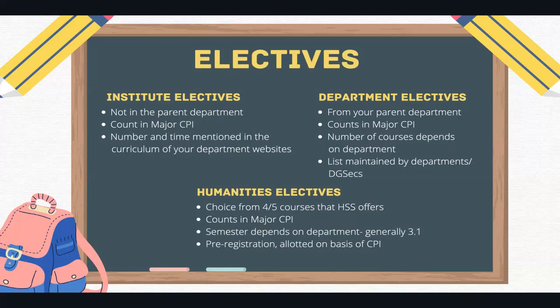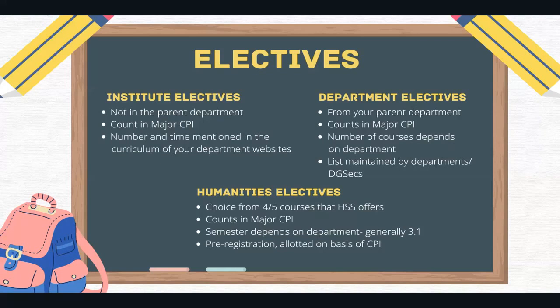Now, the institute electives are not in your parent department and they count in your major CPI. The number and timing of the institute electives that you have to do is mentioned in the curriculum on your department websites. The websites mention specific semesters in which you have to do the institute electives, but it is not necessary for you to do them in the same semester itself. If allowed, you can do institute electives in other semesters also.